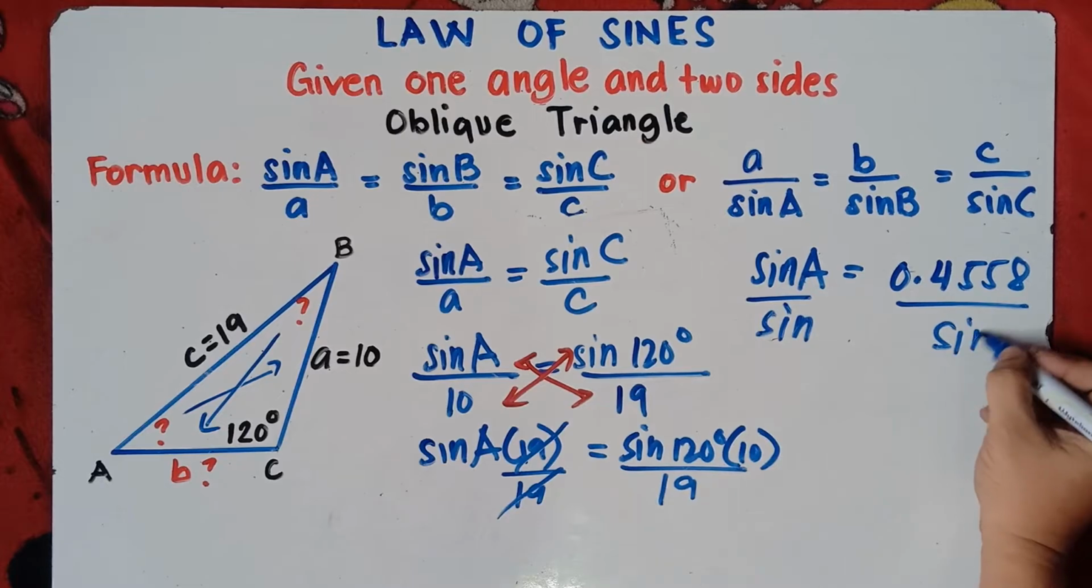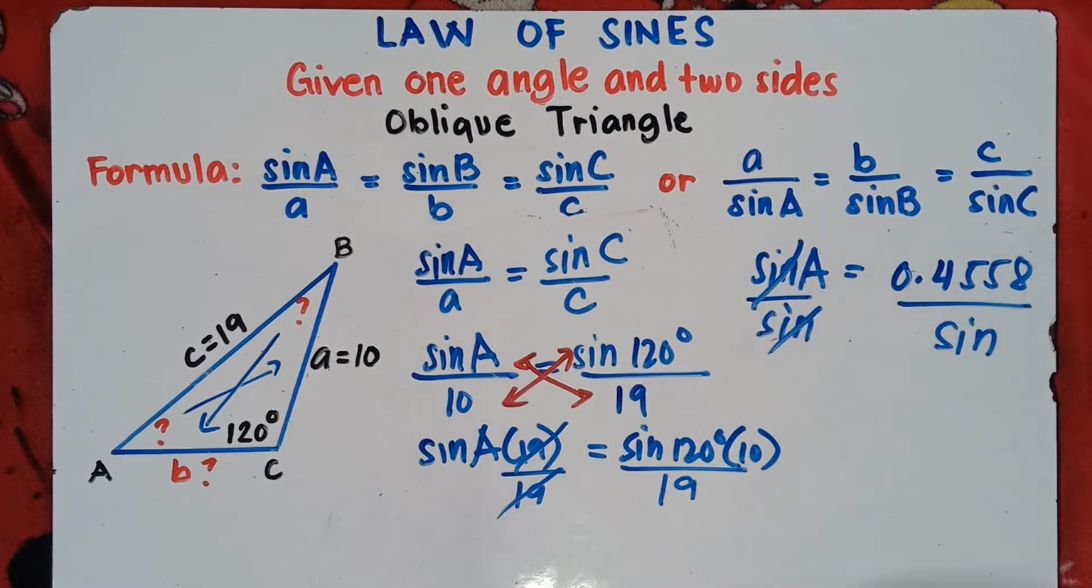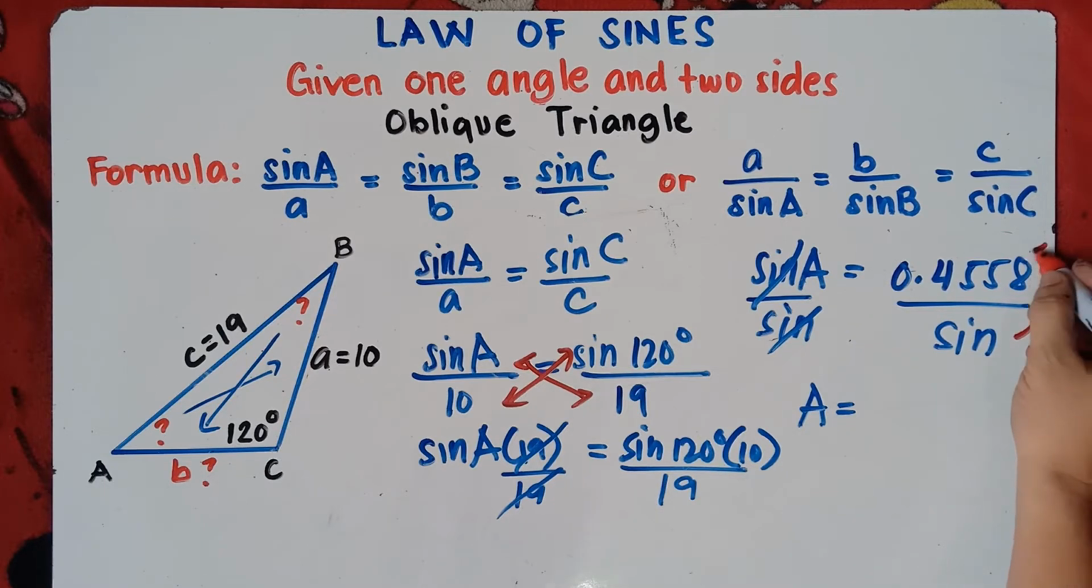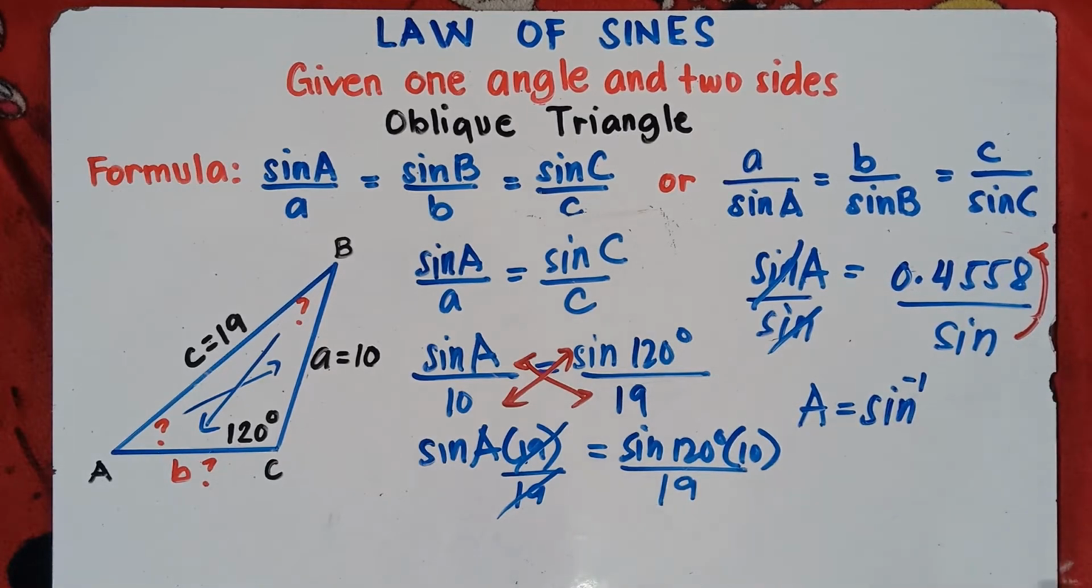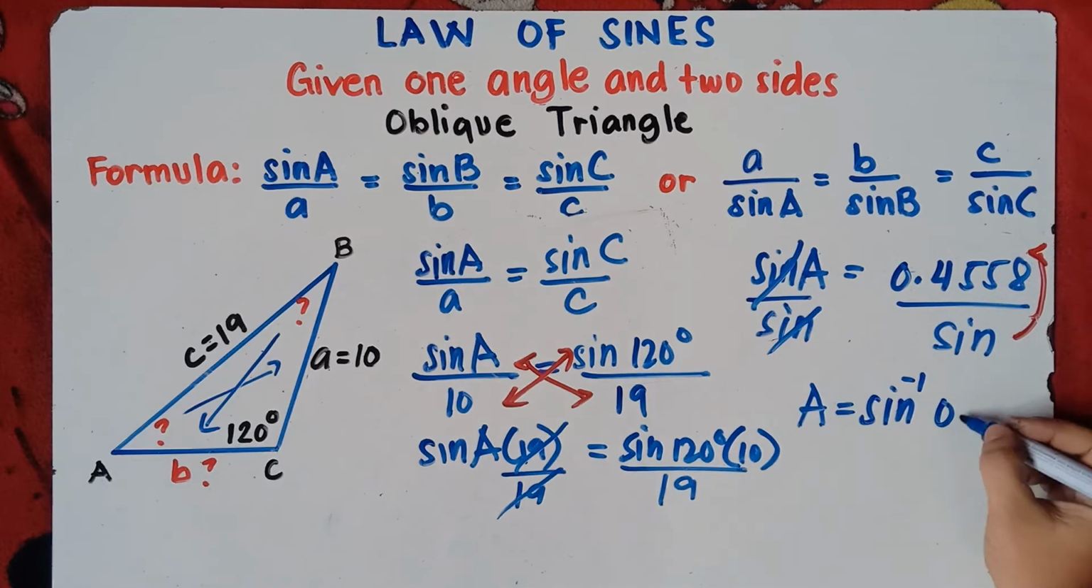And then to get the value of this angle A, we divide both sides by sine. Cancel this out. And your A will be, now you put this sign on the top, and this will be inverse sine. So this will be sine raised to the power of negative 1. Once you put this sign on the top, that would be inverse sine. Then copy this one, 0.4558.